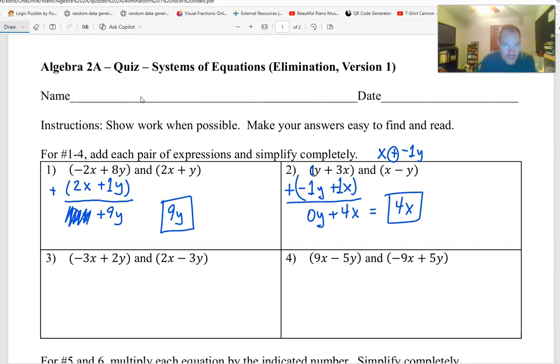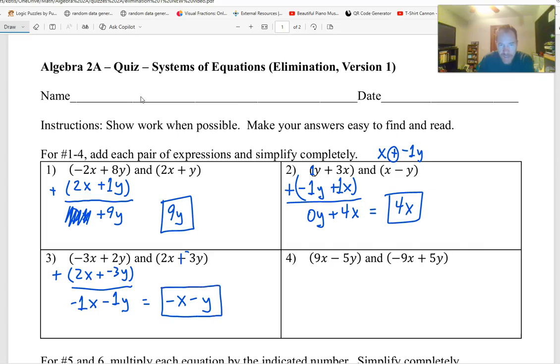Number 3, it might be good to remember that technically I would count that as a negative 3y in the second expression. So 2x and a negative 3y, adding those together. In this case, negative 3x plus 2x would be negative 1x, and positive 2y plus negative 3y would be negative 1y. You could write it this way, or you could just say negative x minus y. Again, I would accept either way, but neither one canceled. Number 1, x canceled. Number 2, y canceled. Number 3, we still have x and y, neither one canceled, but that's okay.